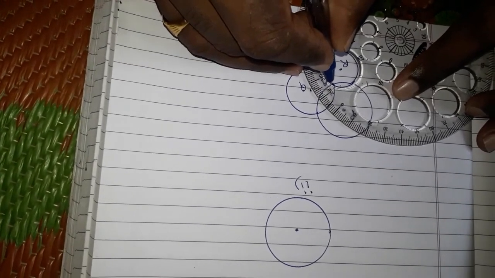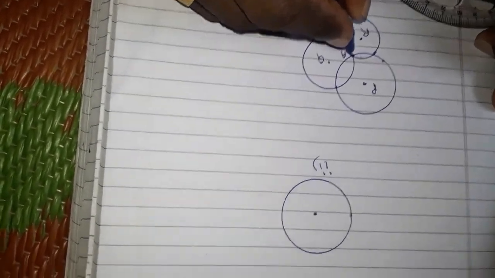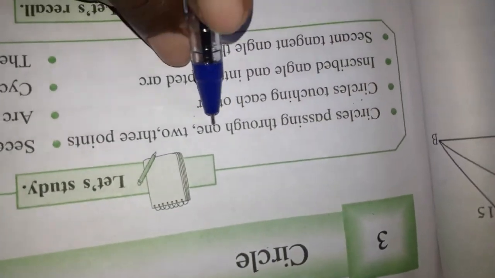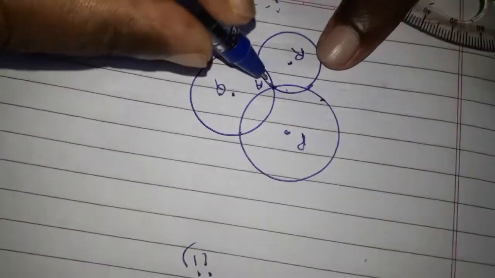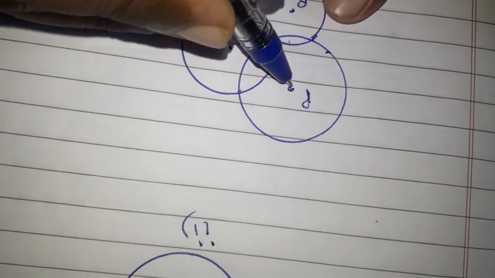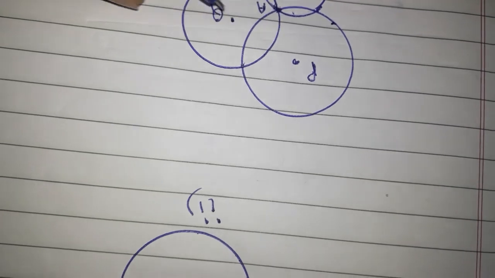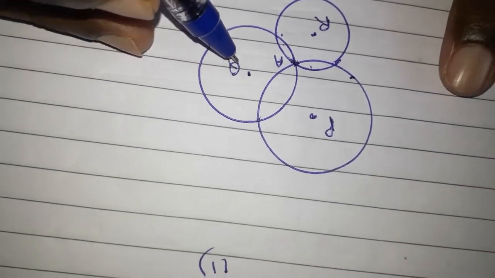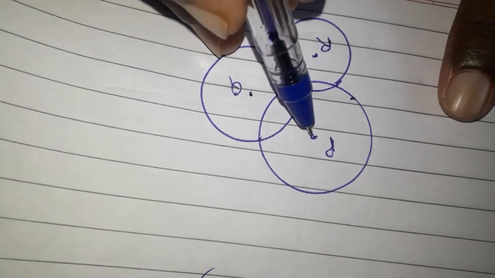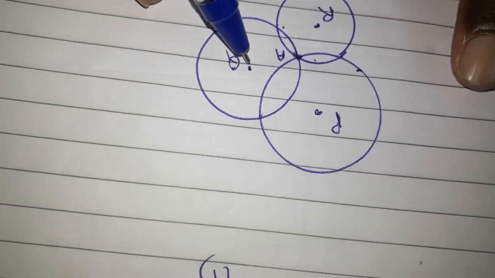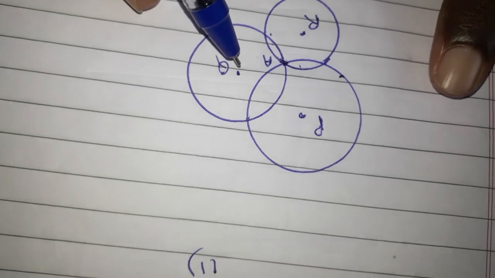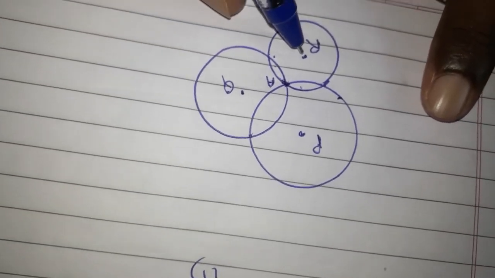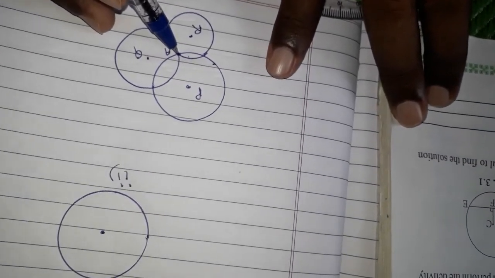These circles touch each other at a point A. This is the circle passing through one point, and then two points. This center P is the center of the capital circle. Point Q is the center of the middle circle, and point R is the center of the smaller circle. Then these circles touch each other at point A.